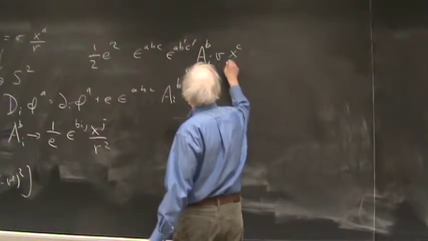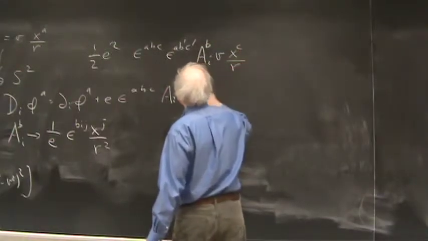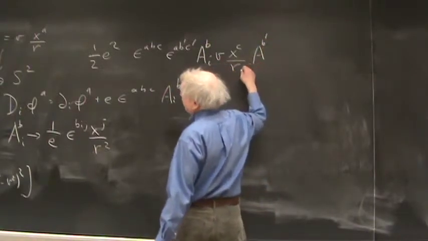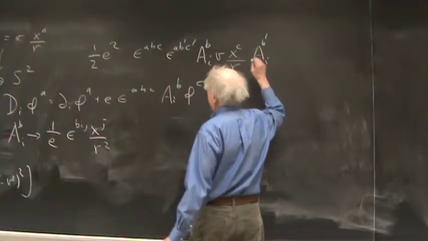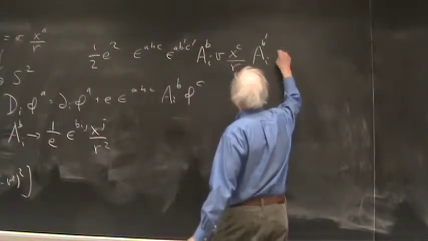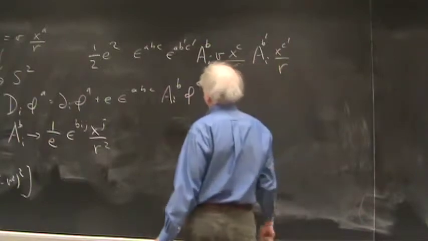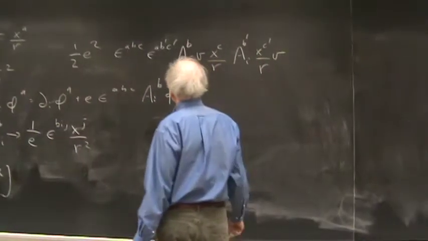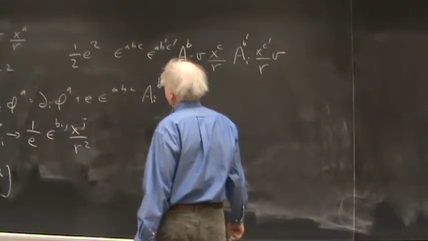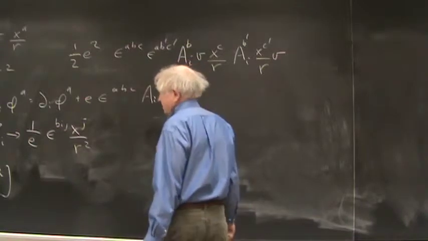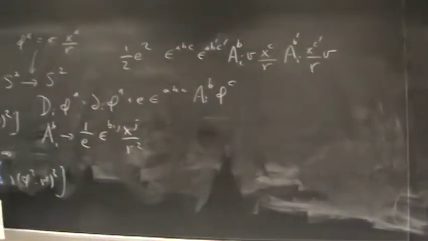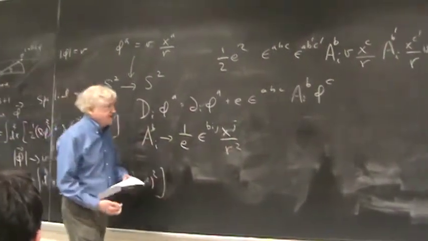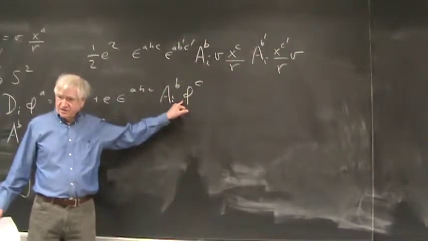C over R, and then it's going to be A B prime, and the I is going to be the same, and it's going to be X C prime over R, times of course V. So you just squared that then, that's what we're doing? Yes. That's where all of these mass terms come from. It comes from the square of the covariant derivative, and you take seriously the magnitude of the Higgs field.